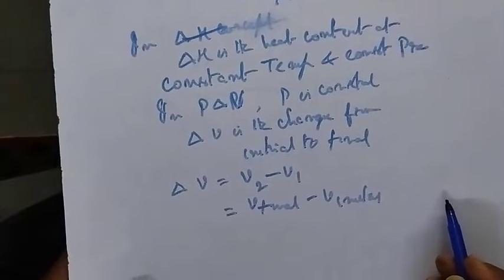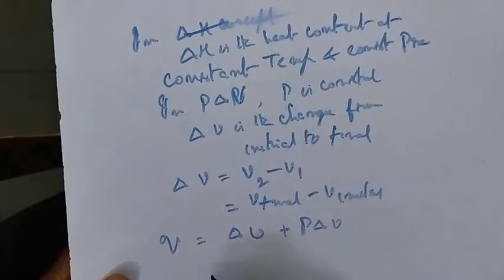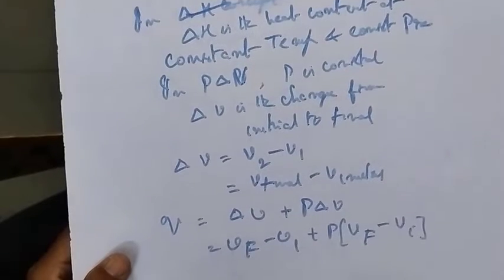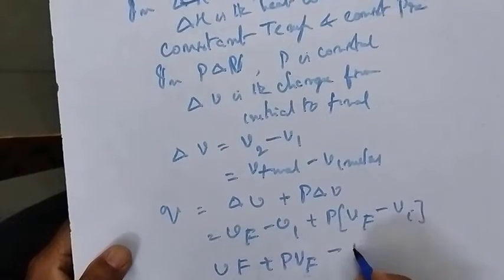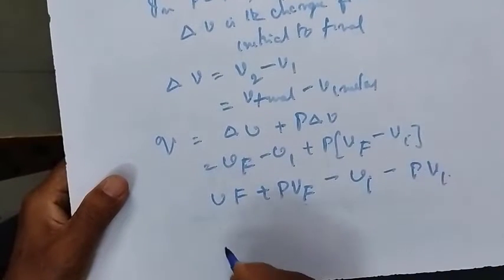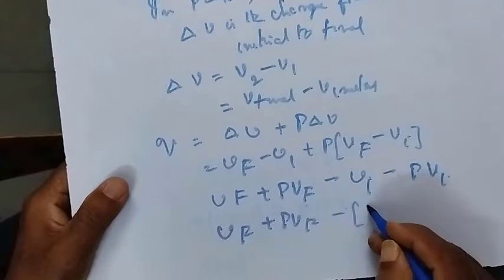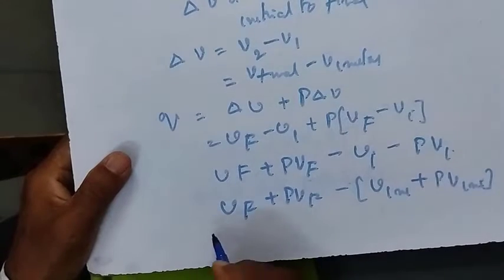Now let us substitute all these things here. Q equals delta U plus P delta V. This is U final minus U initial plus P into V final minus V initial. Now let us rearrange this: U final plus P V final, minus U initial plus P V initial. Now what is delta H?